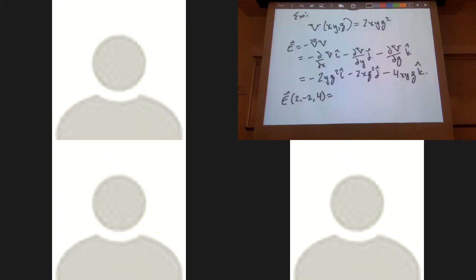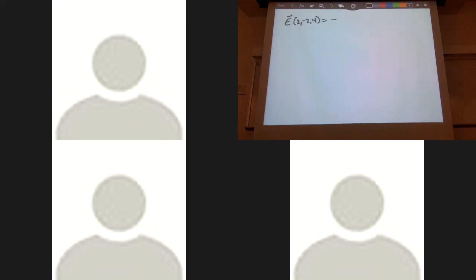So let me switch slides and do it over here. So it's going to become E at (2, -2, 4) is then equal to, let's go back. So then I have a minus 2yz squared in the i hat direction. So this is minus 2 times y, which is negative 2, times z squared, which is 4 squared, in the i hat direction. Then I get a minus 2xz squared, so that's going to give me a 2 times z squared, so that's 4 squared in the j hat direction. And then finally I get a minus 4 times x, which is 2, times y, which is minus 2, times z, which is 4, all in the k hat direction.